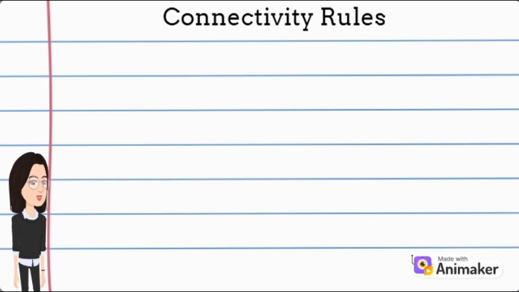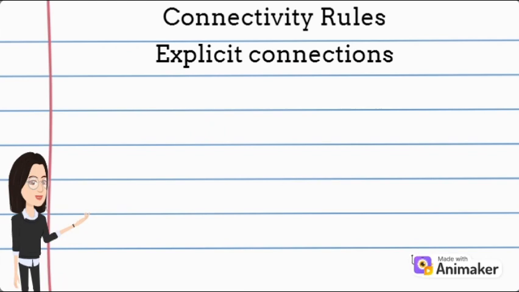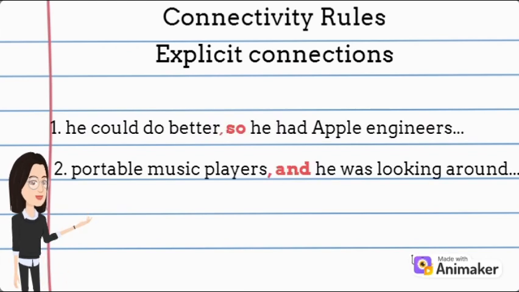Then we have explicit connections, which are explicit relationships between sentences. Here we have so in paragraph 1, which is a coordinator that illustrates result. And we also have the coordinator and in paragraph 2, which illustrates addition.